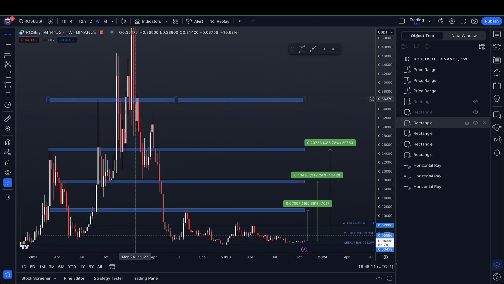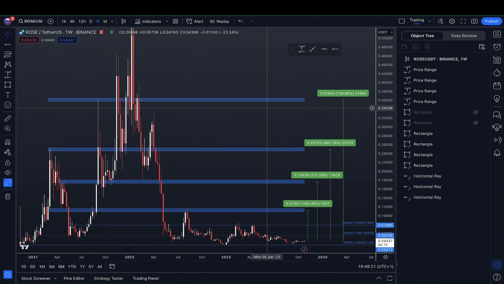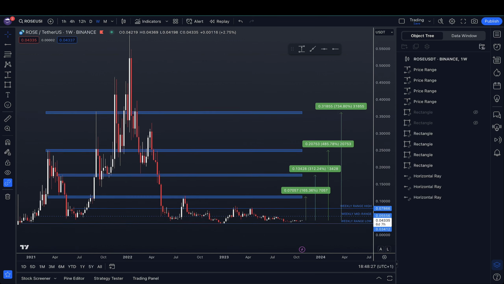Next TP, pretty obvious one, just up here at 36 cents. So again, you're getting pretty close to, there we go, 734%. Real clear level as well. You can see those two big wicks and then the body candle closures there.